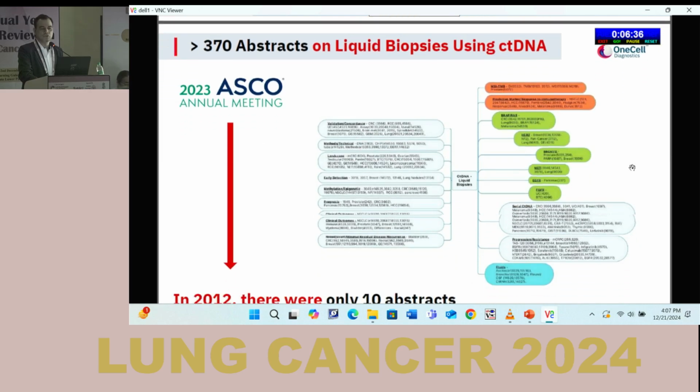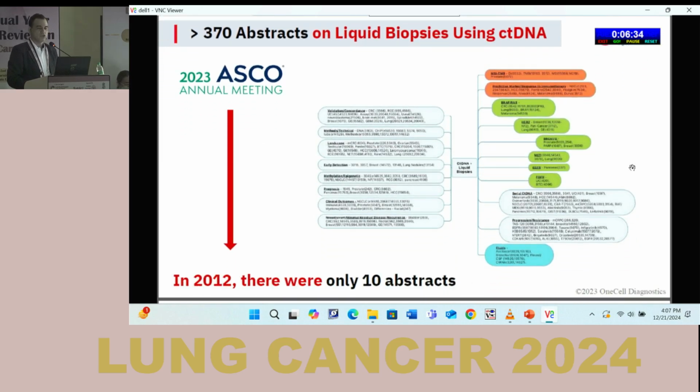When it comes to liquid biopsy, I just want to look at last year's ASCO. The number of abstracts published at ASCO last year in various indications and various biomarkers was about 370. A decade ago, there were only 10 abstracts. That shows the amount of research going into liquid biopsy and the promise of it.